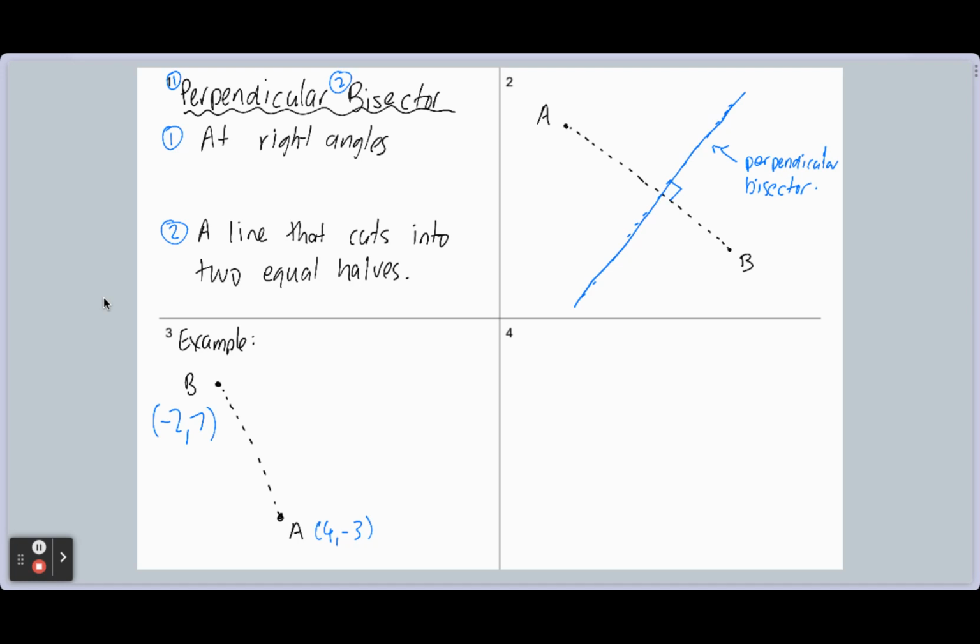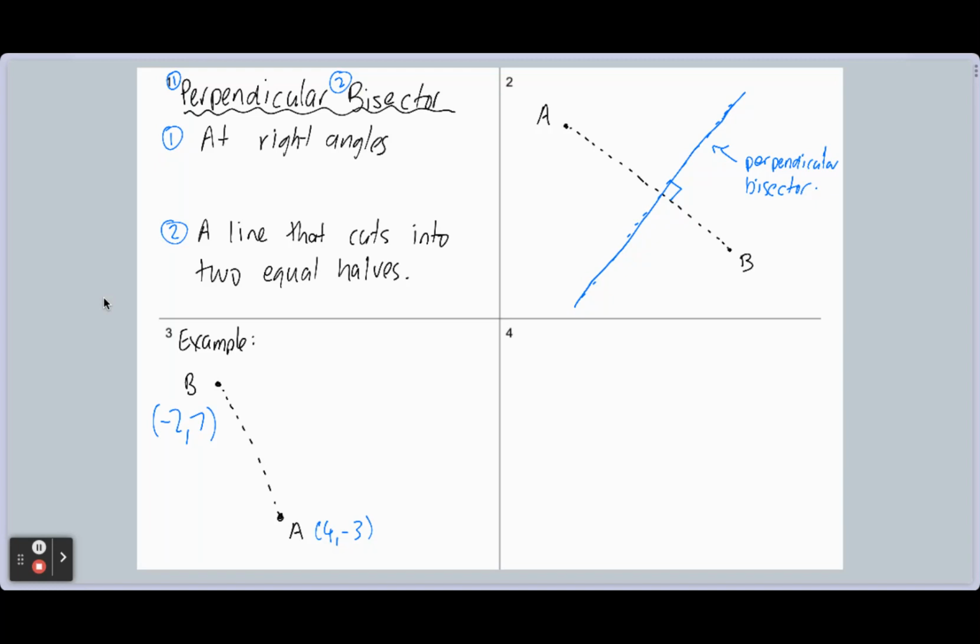The textbook uses a form that I like least, which is the general form. So I'm going to do it via one of the other two forms. Importantly then, we need to work out the gradient to start with. And we don't have the gradient yet, so let's figure it out. To figure out the gradient, we're going to use the gradient formula to work out the gradient of AB, because if we can work out the gradient of AB, then we can flip it to work out the gradient of the perpendicular bisector, right? I'll remind you of that as we go along.